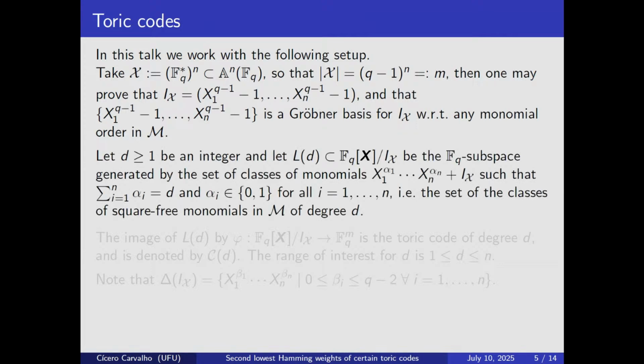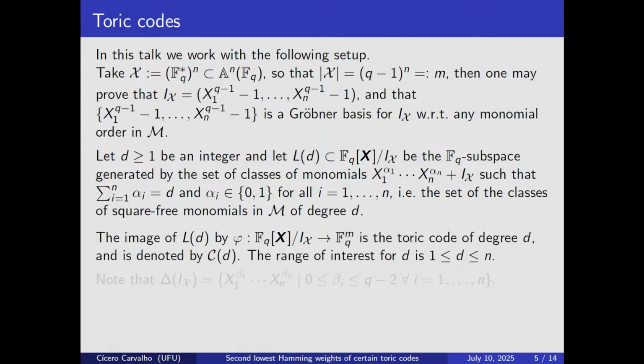Okay, so now let d be an integer. To produce the code, I take d, an integer greater than or equal to 1. Then I take L of d, the subspace of this quotient generated by the set of classes of monomials of degree d, but the exponents here are either 0 or 1. So these are just products of d distinct variables. This L of d will be the F_q subspace generated by the classes of such monomials. Then we take the image of this subspace. Then we get what in this talk will be called the torus code.